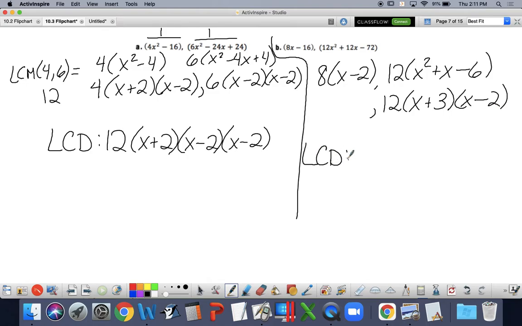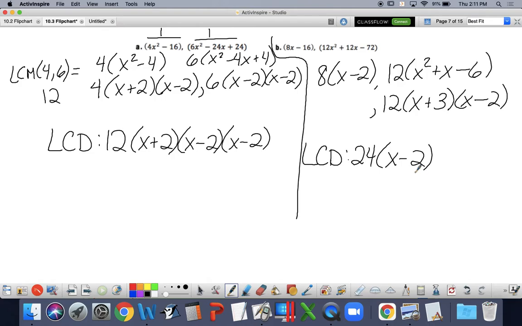So let's set up our least common denominator. What is the least common multiple of 8 and 12? 24, right? 24 is the smallest, bigger number that is divisible by both 8 and 12. This one here says you better have an x minus 2. All right, let's add it in.